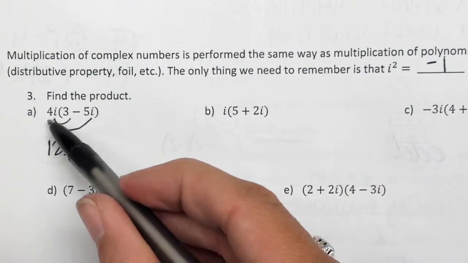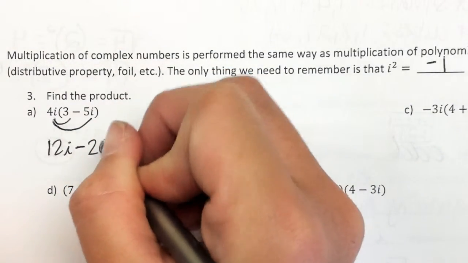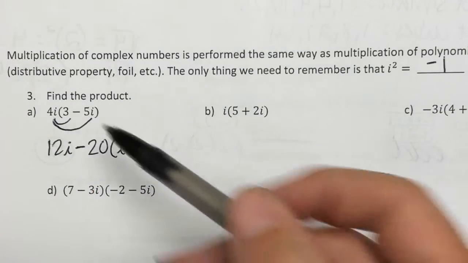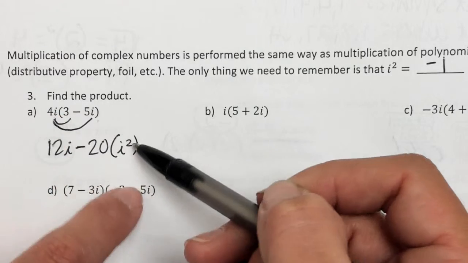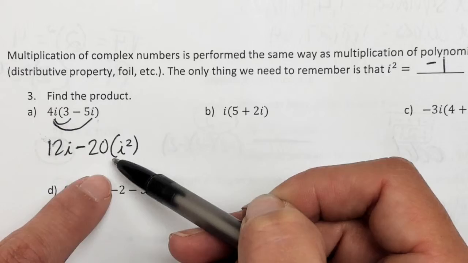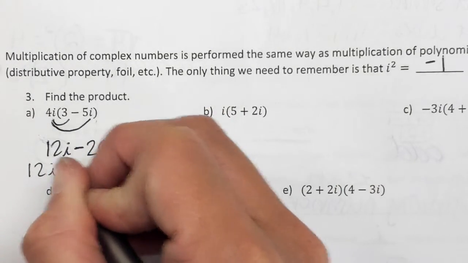And on this one, what is 4 times negative 5? Negative 20. And I'm going to write I squared in parentheses beside it. And here's why. This is I, this is I. They both have an exponent of 1, so I added them. Okay? And then the negative 20 came from 4 times negative 5. Now I can replace the I squared with what? With what?